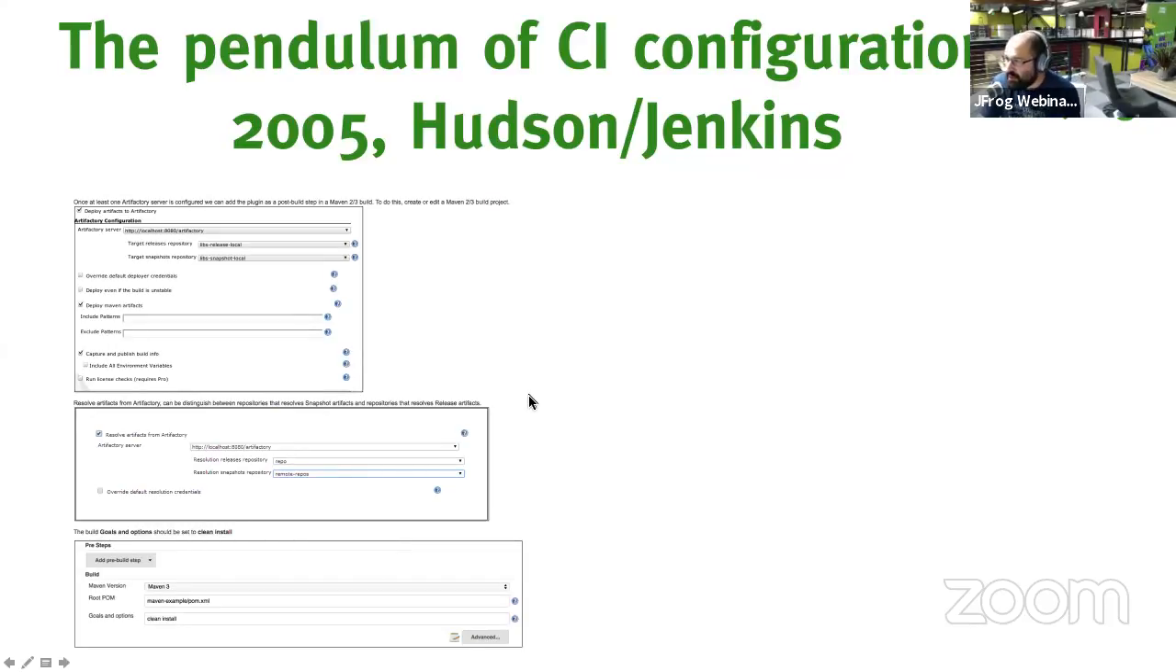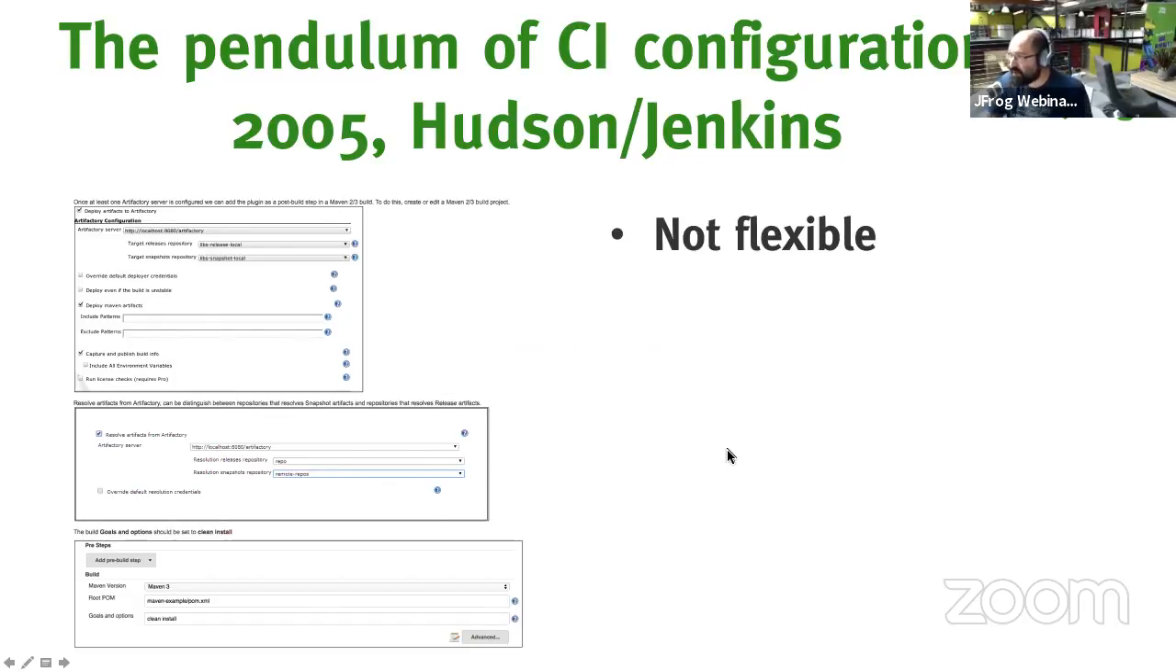With Hudson, the configuration looked, and with Jenkins still does, like this. You can see here a lot of checkboxes, some drop-down lists, some text fields that you populate, and that's basically how you used to use Jenkins, Hudson, and then Jenkins for the last 10 years. Of course, that was a kind of counter reaction to the horrors of XML in CruiseControl, but this approach has some downsides as well.